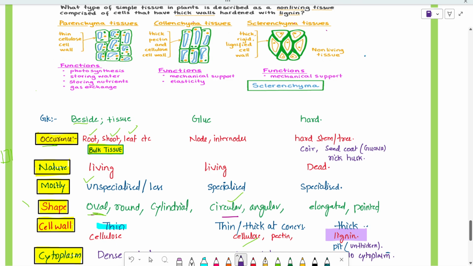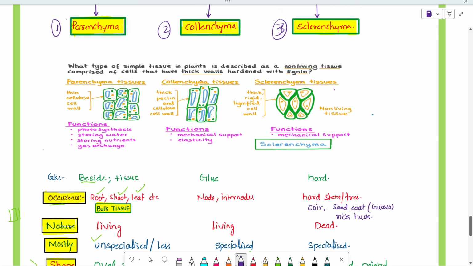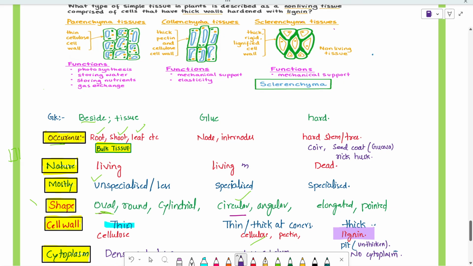First, parenchyma is also called a bulk tissue. Why do we call it a bulk tissue? If you separate all the tissues into groups, the quantity of this tissue will be more compared to other tissues. This is why parenchyma is called a bulk tissue. Whereas collenchyma is called a living mechanical tissue, which gives support to the plant. Next one, sclerenchyma is a dead mechanical tissue. Okay, done.